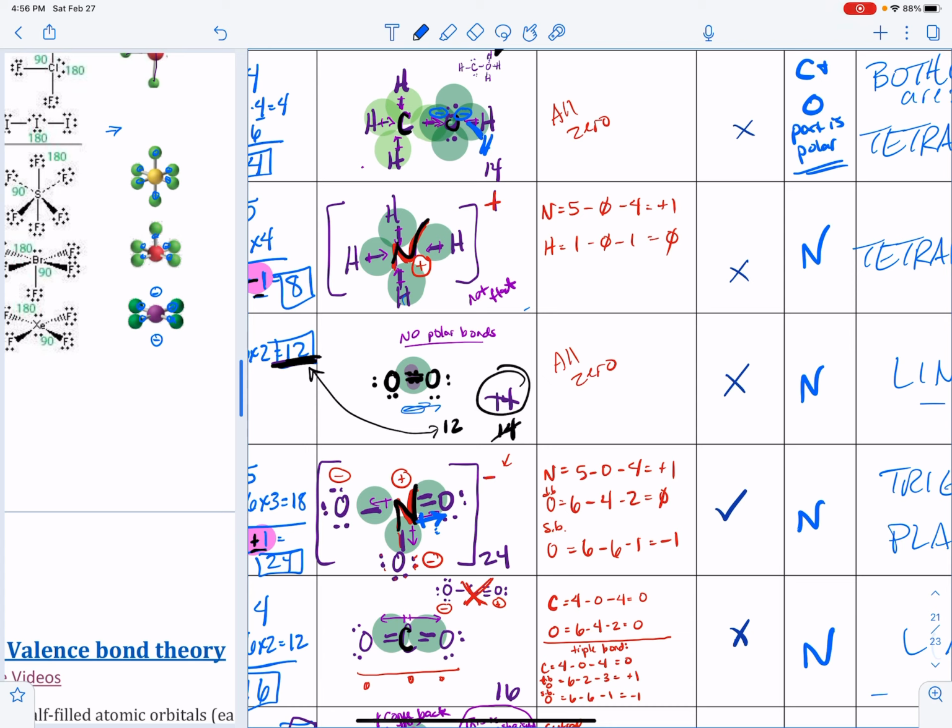This next one, they're all evenly spread out. You can see how these arrows are all going in the same direction. They're all the same. There's not like a big blank spot. That's nonpolar. This is also nonpolar because they're the same atoms.